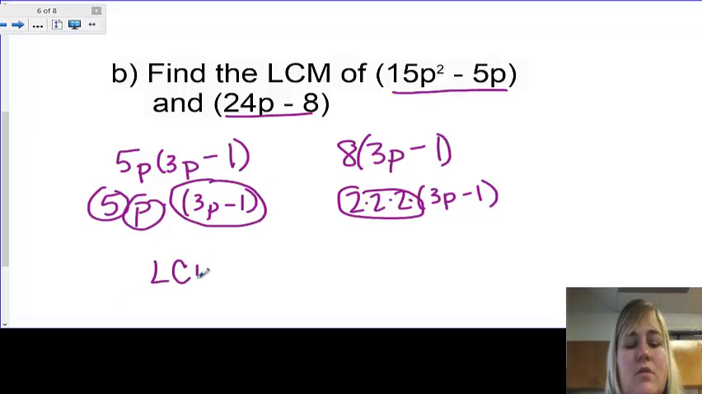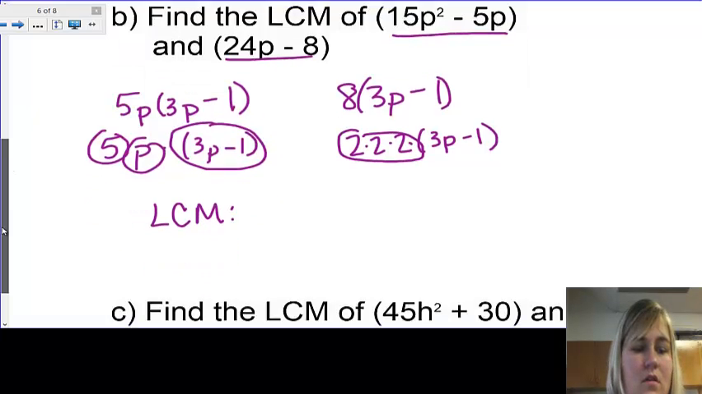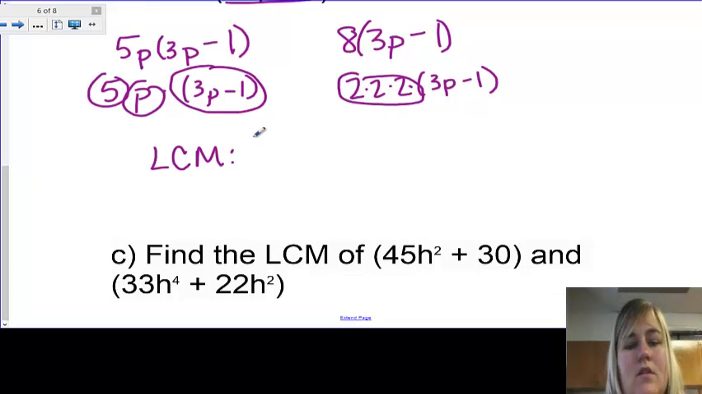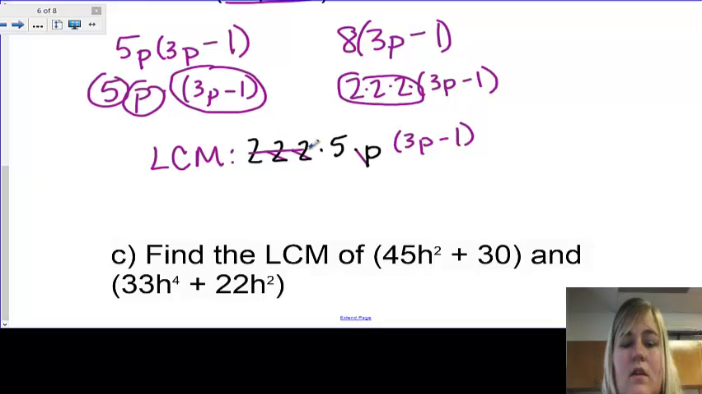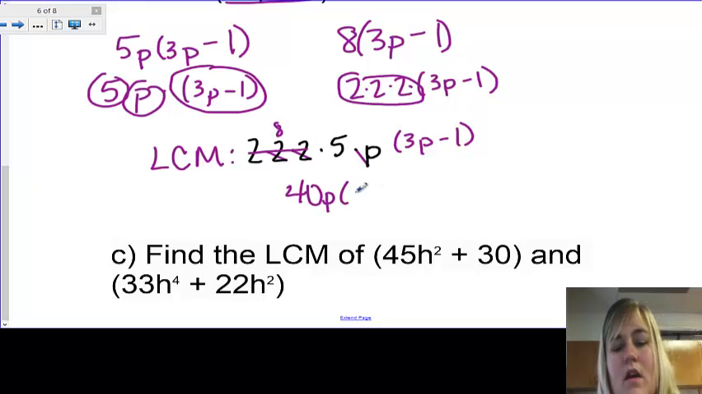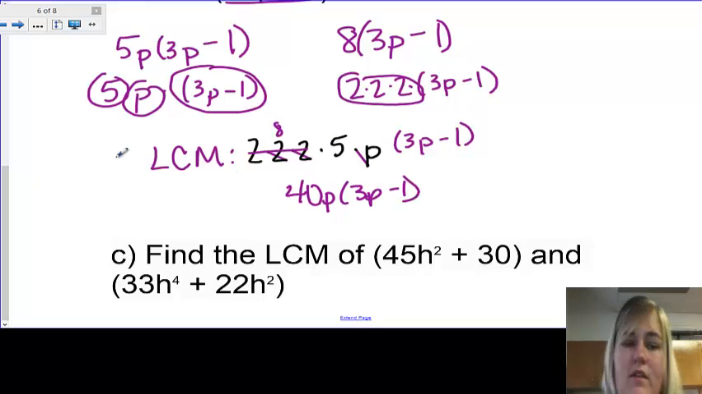So the least common multiple is 2 times 2 times 2 times 5 times p. I don't know what is going on with my marker here. And then times 3p minus 1. So this was 8. Okay, we'll call that 8 times 5 is 40. P times 3p minus 1. Final answer.